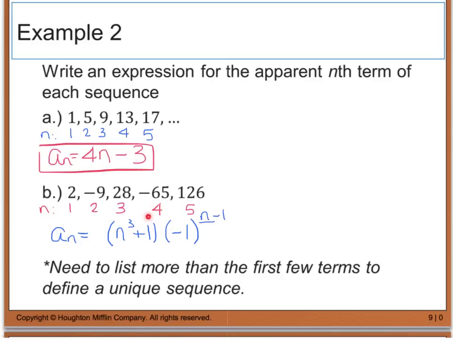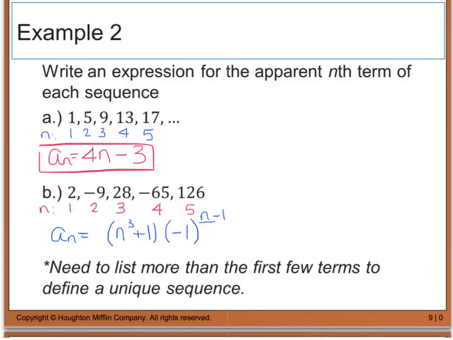Let's double check it for the fourth term. If I plug a 4 in for n, 4 minus 1 is going to give me 3. Negative 1 to the third power is still going to give me a negative 1. So this works. And just a side note that I did put down here is you need to list more than the first few terms to define a unique sequence.